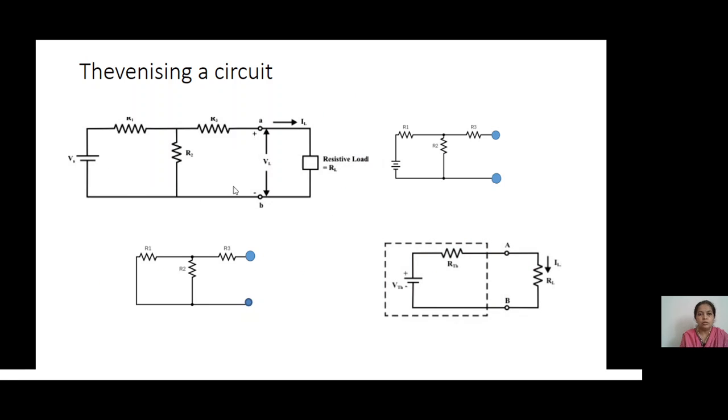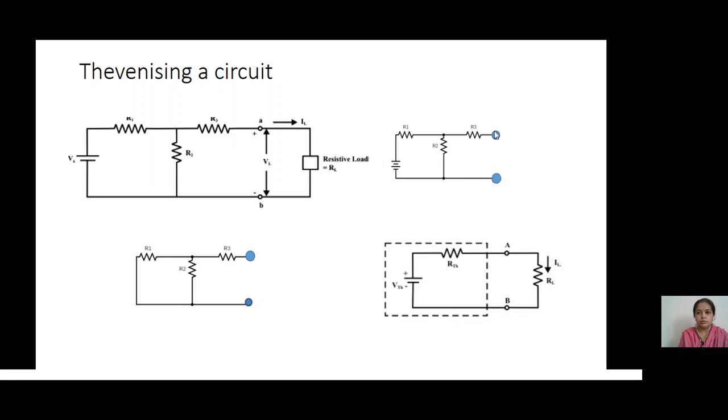So this is a complicated network. The first step is to remove the load resistance. So we have removed the load resistance here. There are three resistances, R1, R2 and R3, with a single source Vs, and there is a load. We have to find out IL and VL in this complicated network. So first we will remove the load resistance, and it will look like this.